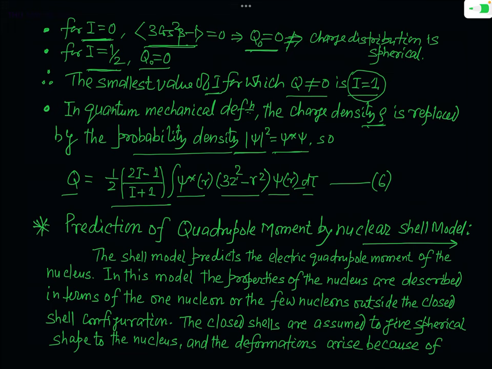Till now we have actually not taken into account what the nuclear shell model says for this quadrupole moment. I have just given a brief introduction or brief idea of this quadrupole moment of a nucleus. Now our prime aim in this lecture is to know what is the prediction about this quadrupole moment by the nuclear shell model. What the nuclear shell model says about the quadrupole moment of the nucleus. In fact, this nuclear shell model predicts the quadrupole moment of a nucleus.